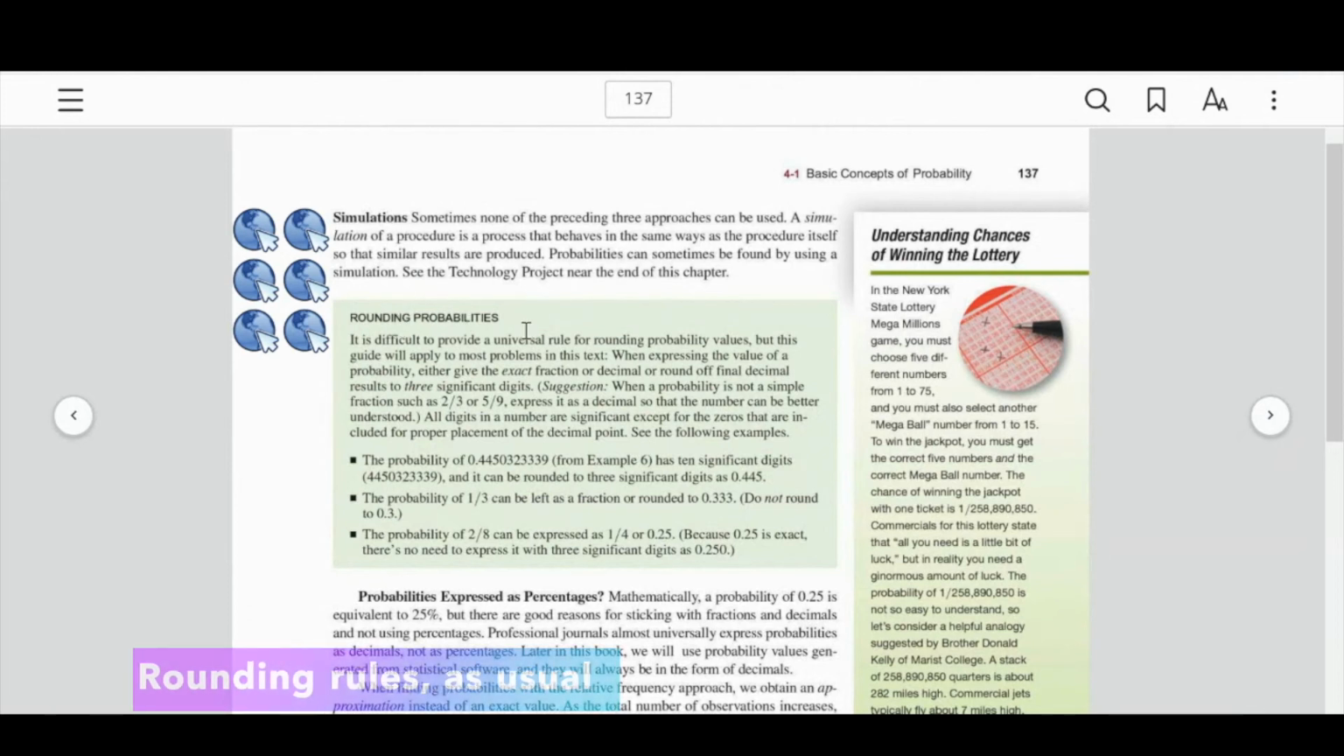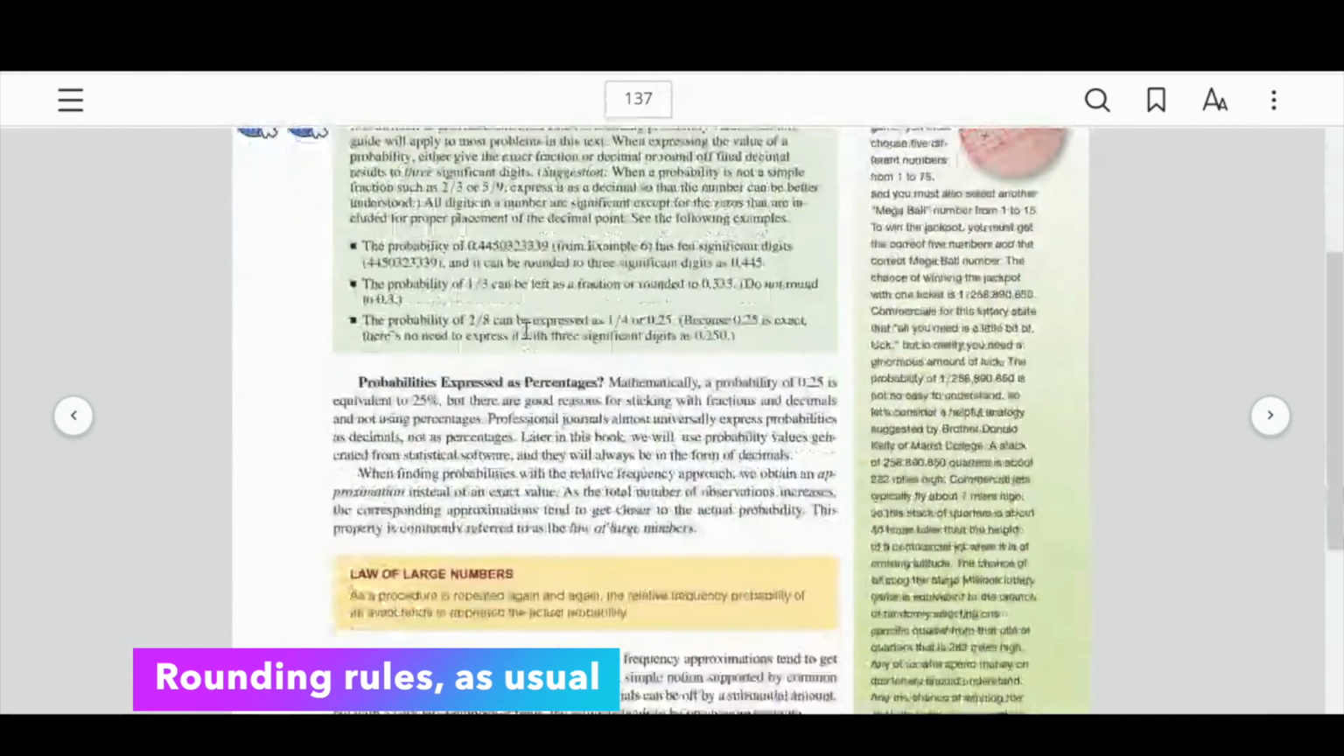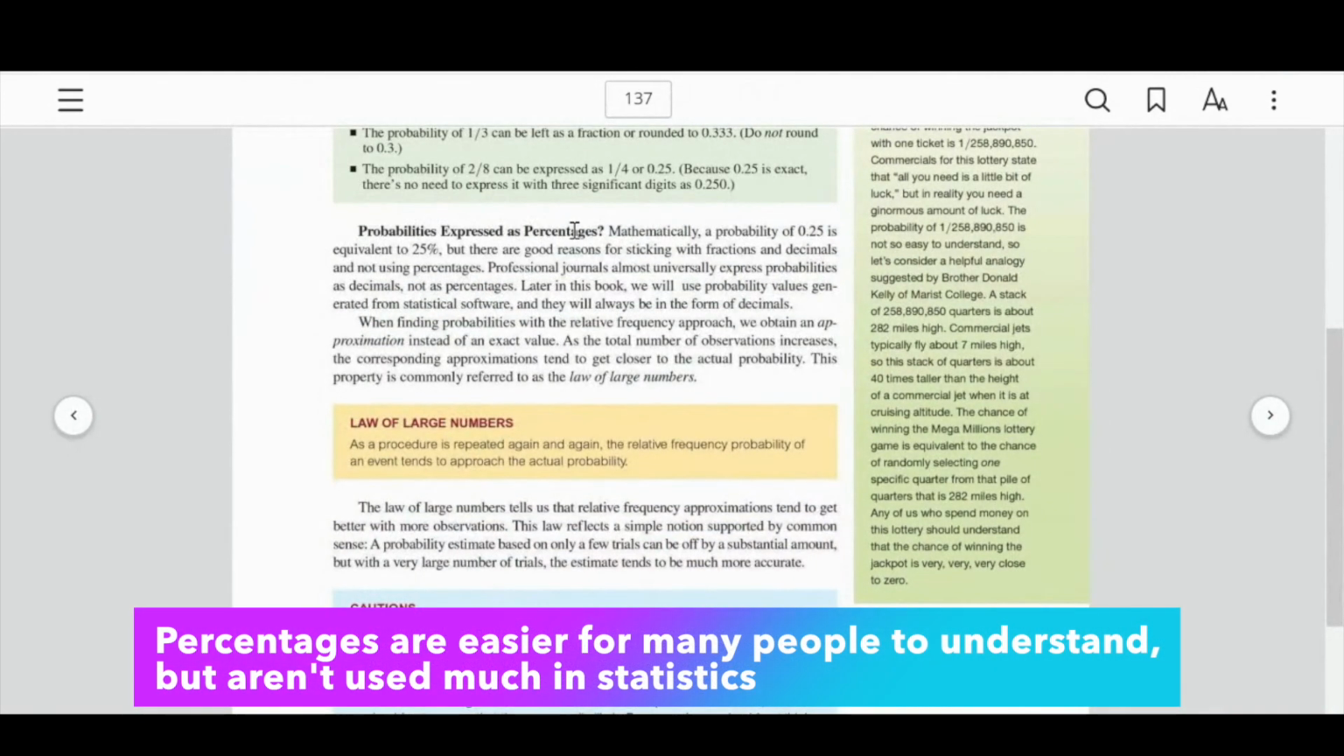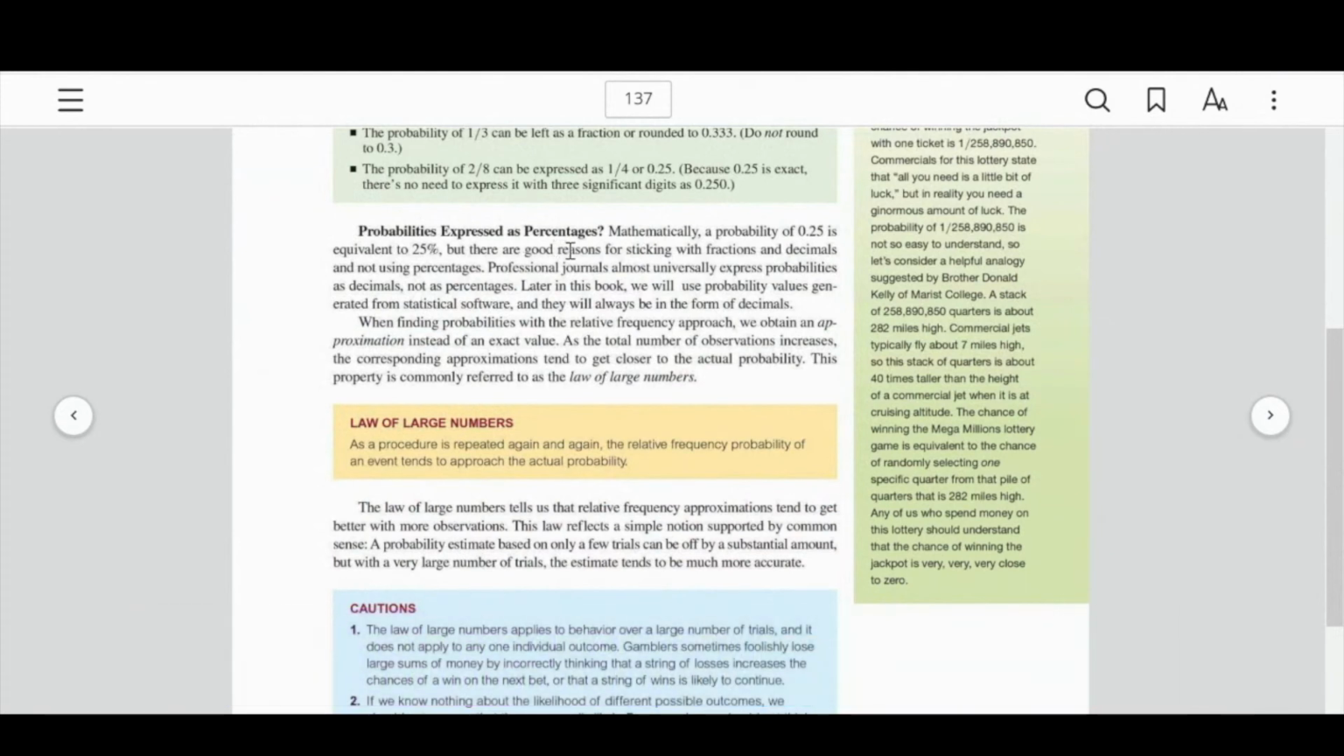How should you round probabilities? Oh, yeah, we don't read that stuff. We read the blue stuff if we need to. Can you express probabilities as percentages? Well, yeah, if you're talking to your grandmother, you better. But we really like using decimals or fractions. Fractions are our friends. We like fractions better. Professional journals, if you read something in a medical journal about a clinical trial, it will express the thing in decimals. You'll never see percentages.